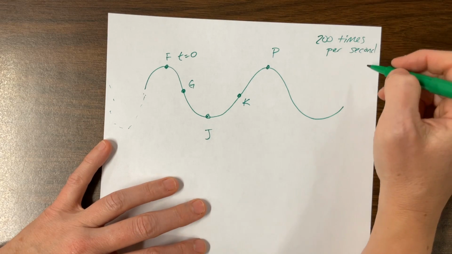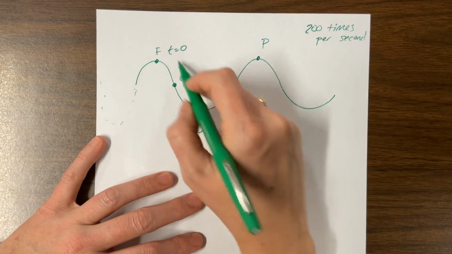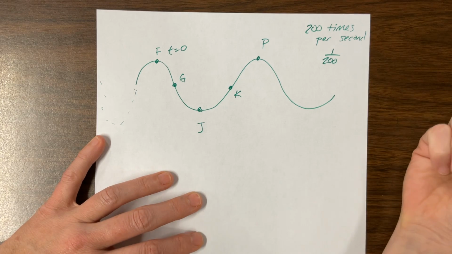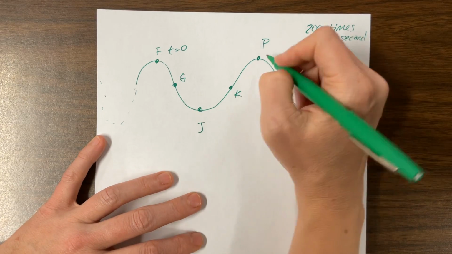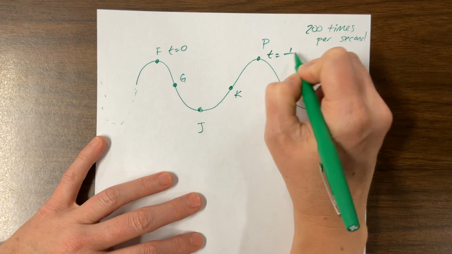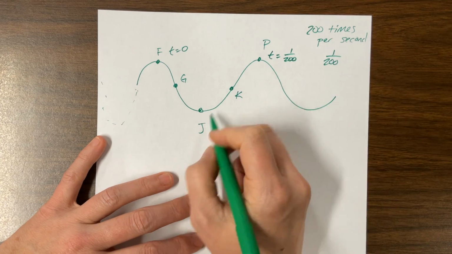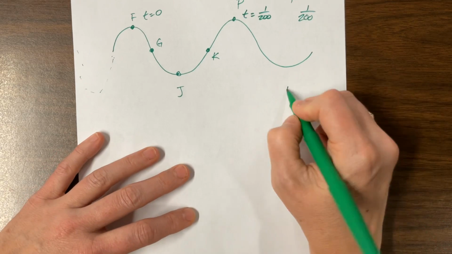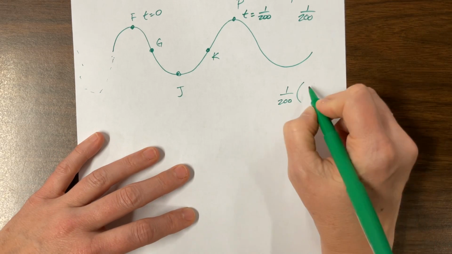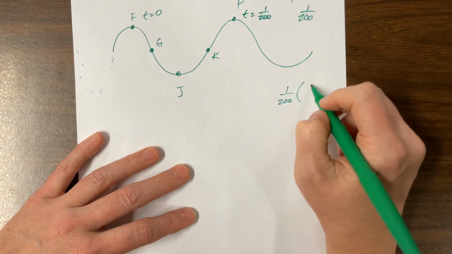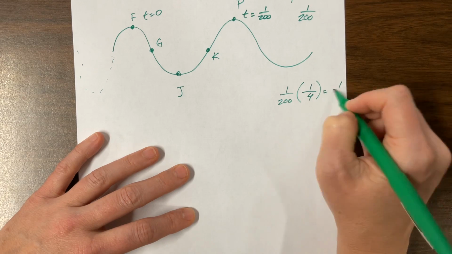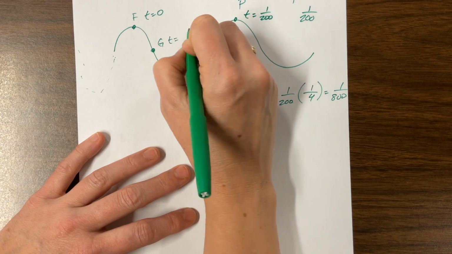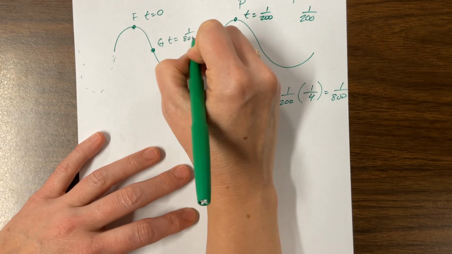Okay, so that means it's going to do everything it's going to do by 1/200th of a second. So this would be t equals 0. This would be t equals 1/200. We want to multiply 1/200 by 1/4, so this is going to be 1/800. So this next one here, G, is going to happen at t equals 1/800.